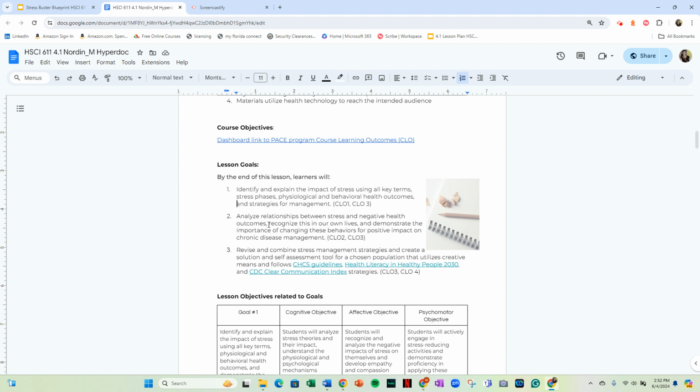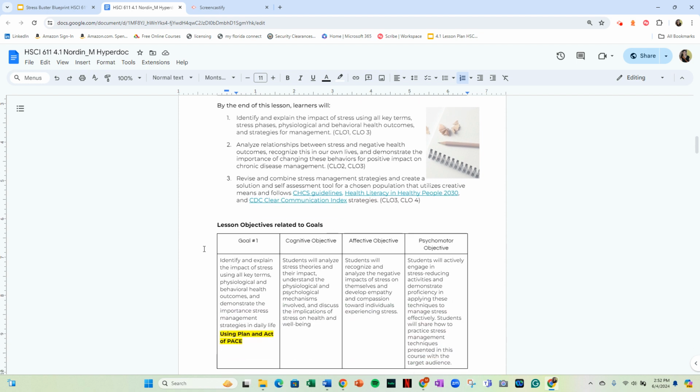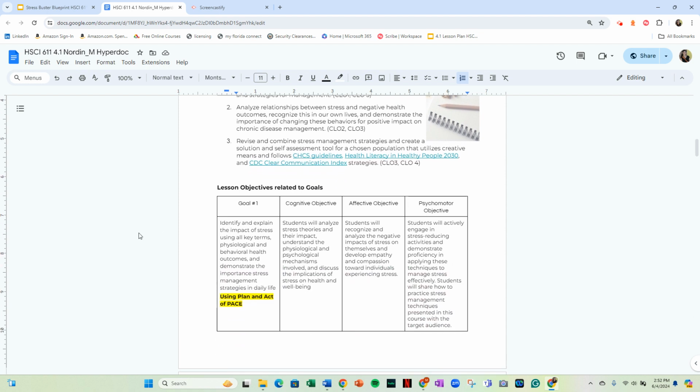Identify and explain the impact of stress using all the key terms, phases, and physiological and behavioral health outcomes. We analyze the relationship between stress and negative health outcomes, recognizing this in ourselves, and how we can demonstrate those changes to positively impact others. And then we'll be revising and combining stress management strategies and techniques that are in this course and course materials to create our own solution and self assessment tool for a chosen population. And it's helpful to be creative.